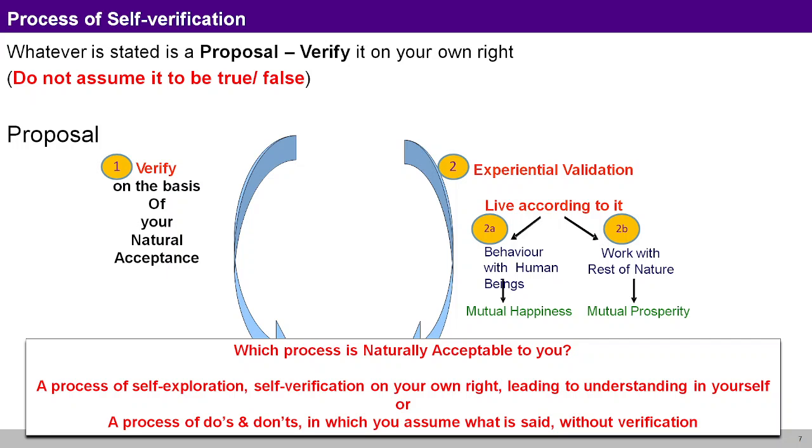And from now onwards, you can try to adapt, verify. Whatever comes to me is a proposal. Verify and validate. Live according to that with your experience. And you will get the harmony. That is a process of self-verification. That is value education.